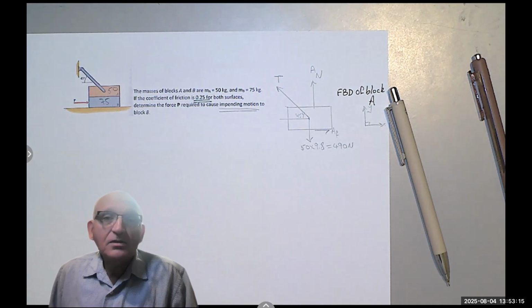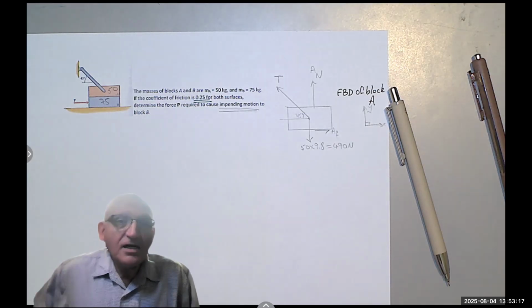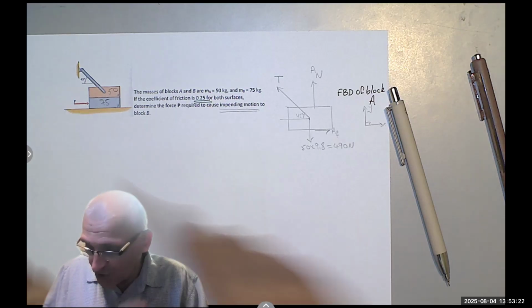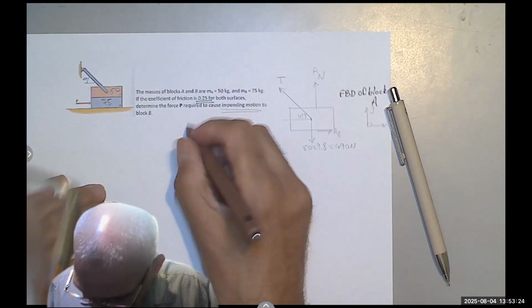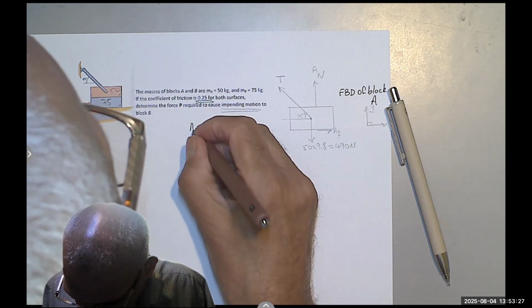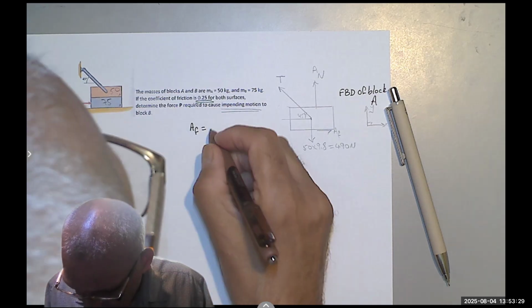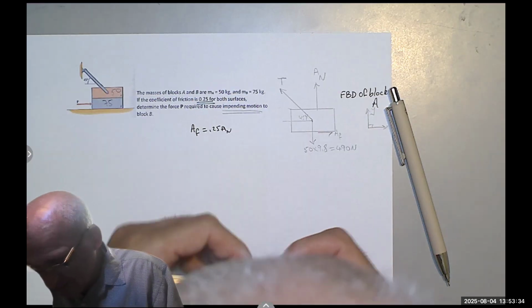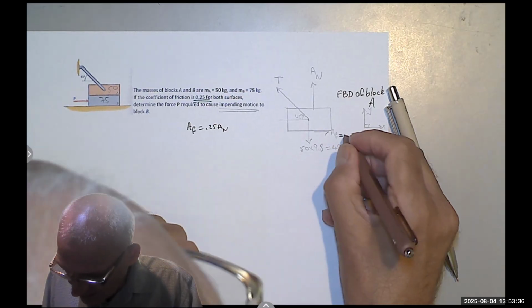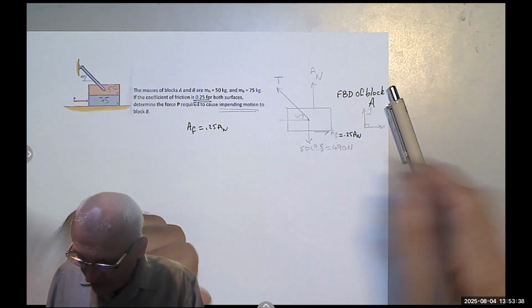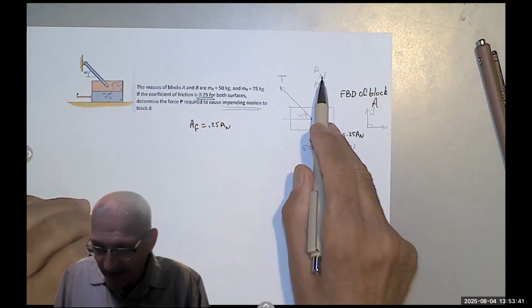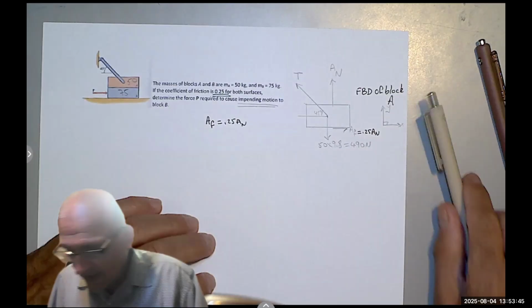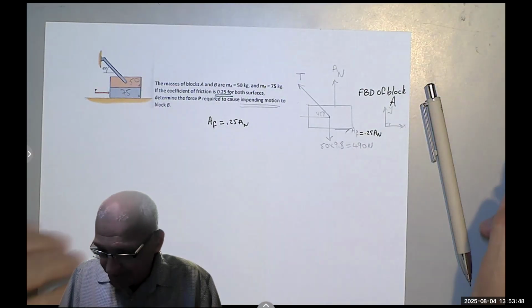We know that we are at the point of impending motion. We want P that will cause impending motion. So at this point, I can start by saying A sub F equals 0.25 A sub N. So now I only have two unknowns, A sub N and T. A sub F is no longer an unknown force. And I have two equations of equilibrium.